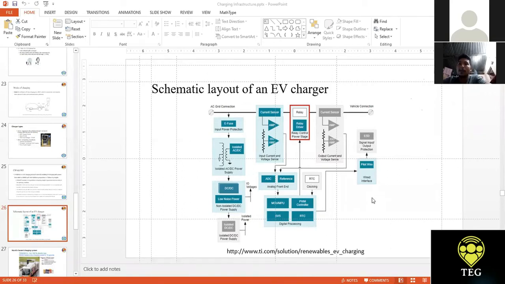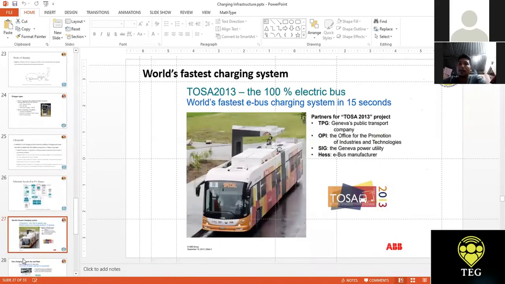And then the software becomes very big, and we have to make sure that it does not have bugs. So it involves lot of software testing and lot of hardware testing. So this is about the schematic layout of an EV charger. Apart from that, these days people are also working on extremely fast chargers. So they are not DC fast chargers, but we call them as flash chargers.